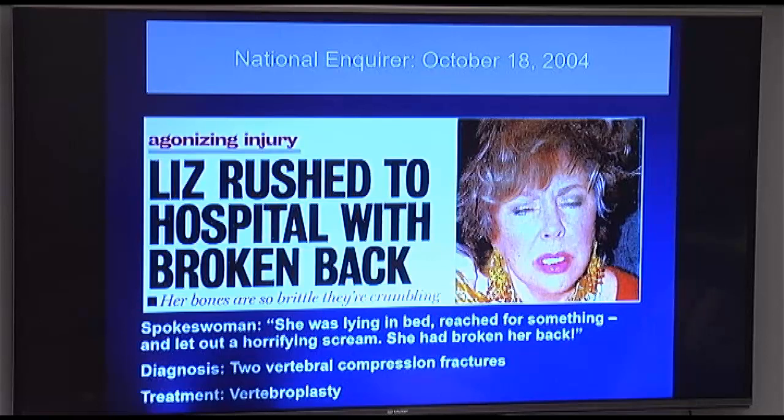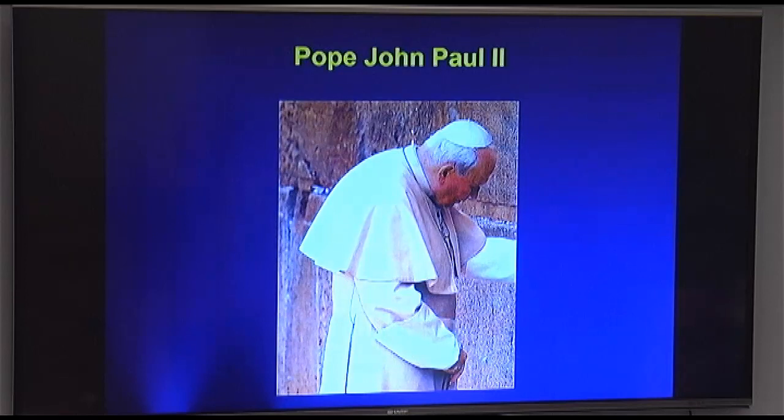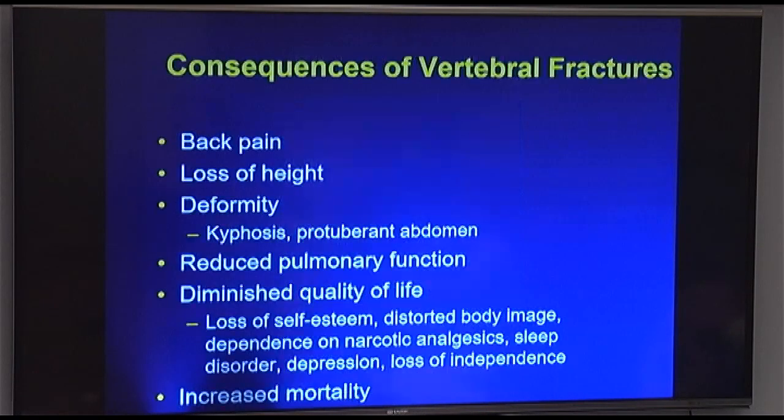Anyway, this illustrates what happened, allegedly, to this woman. She was lying in bed, reached for something, and let out a horrifying scream. She had broken her back. And the diagnosis was said to be 2 vertebral compression fractures, and she had vertebroplasty. So that can happen. But the other presentation is actually the more common presentation. And the late Pope John Paul II, obviously, he had vertebral compression fractures. And so either an acute event or an insidious event.